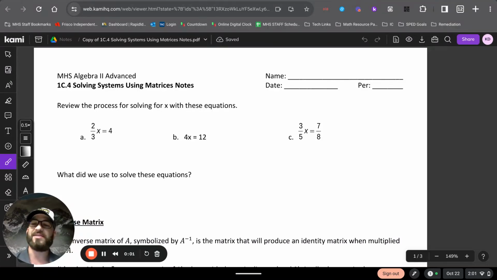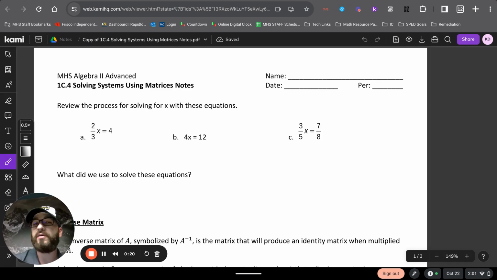Let's review some old math skills that we've maybe talked about before. I want you to think about if you were given those three equations, 2/3 x equals 4, 4x equals 12, and 3/5 x equals 7/8, what would you do? What mathematical operations would you perform to solve for x in each of these?